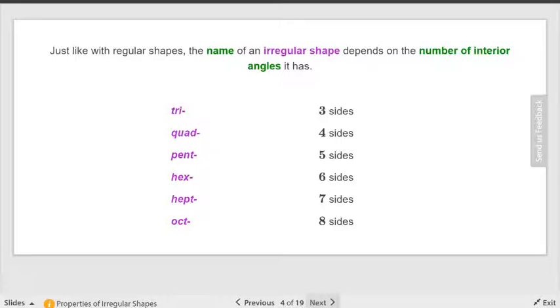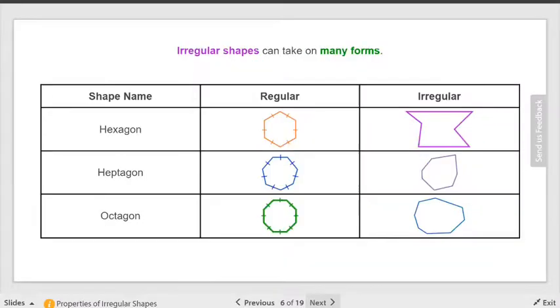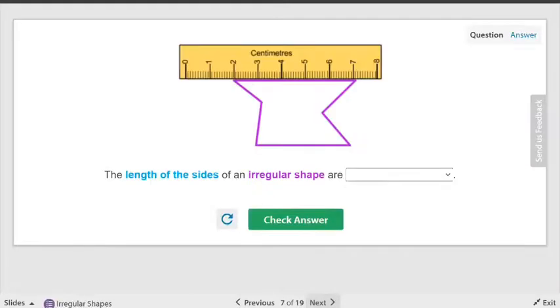Mm-hmm. And then what's 10? Multicon. So here's just some examples of regular and irregular shapes. Again, it doesn't matter that they're irregular; they still have the same names, right? Okay. Good deal. A couple more of the irregular ones. Very odd shapes there.